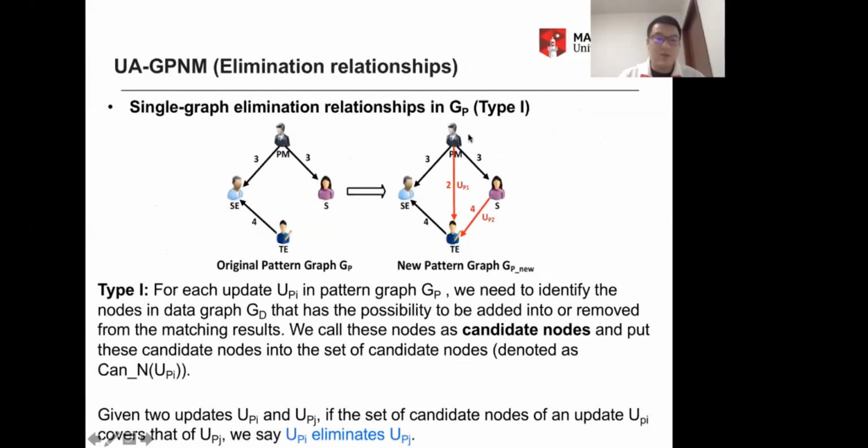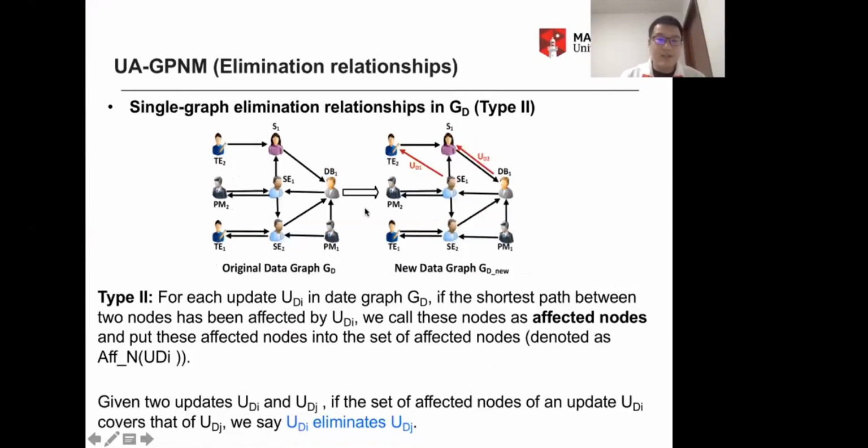The first type is called single graph elimination relationships in pattern graph. For each update UPI in pattern graph GP, we need to identify the nodes in data graph GD that have the possibility to be added into or removed from the matching results. We call these nodes candidate nodes and put them into the set of candidate nodes. So given 2 updates UPI and UPJ, if the set of candidate nodes of an update UPI covers that of UPJ, we say UPI eliminates UPJ. So this is the first type of elimination relationship.